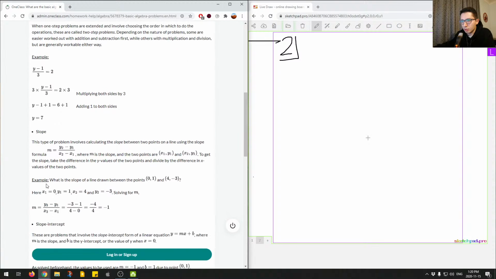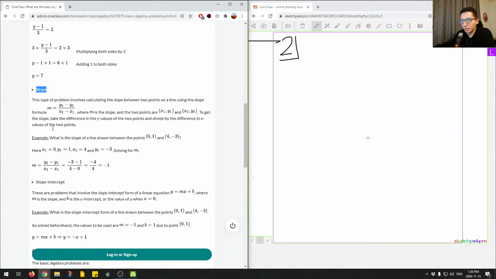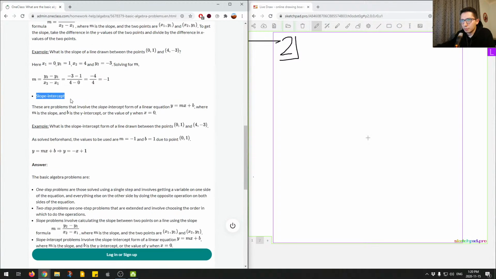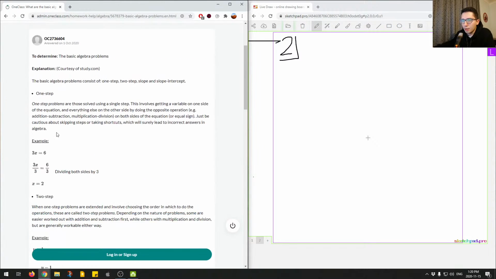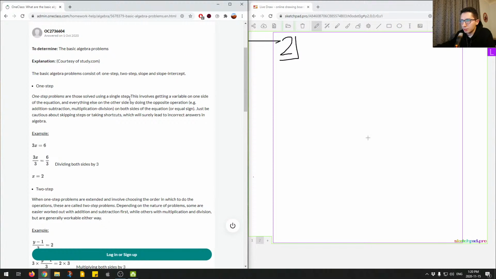And then they have slope over here, slope intercept. So they go through a couple of problems. We'll go through these. So first one, 1-step problems are those solved using a single step. So I'm assuming step by division, multiplication, subtraction, addition. This involves the variable on one side of the equation and everything else on the other side by doing the opposite operation on both sides of the equation, or equal sign.